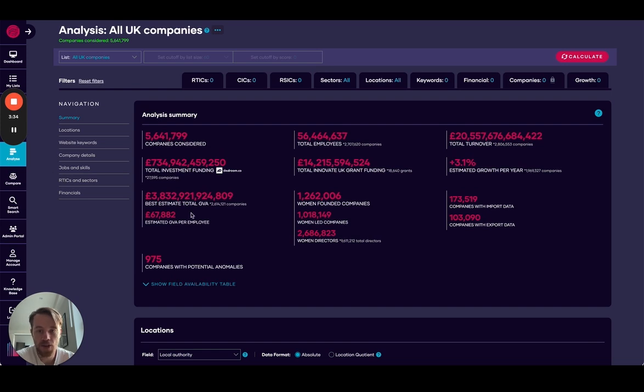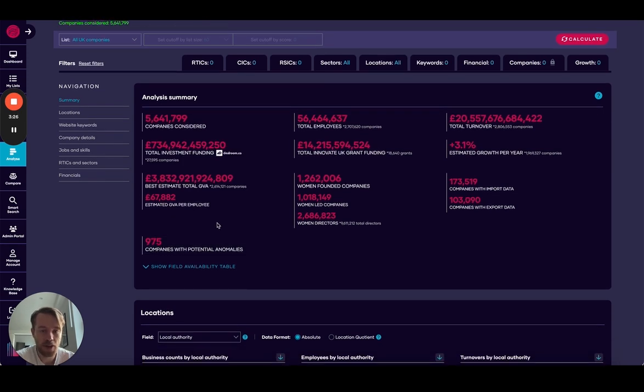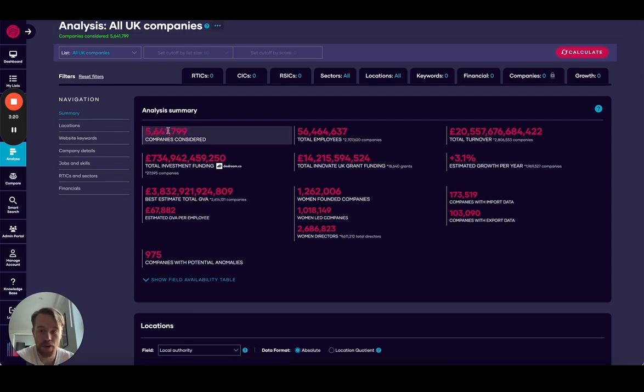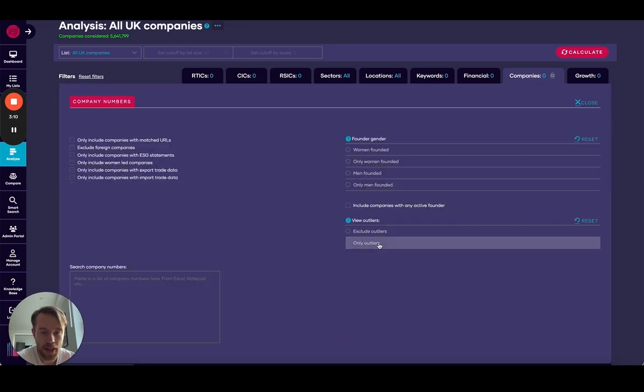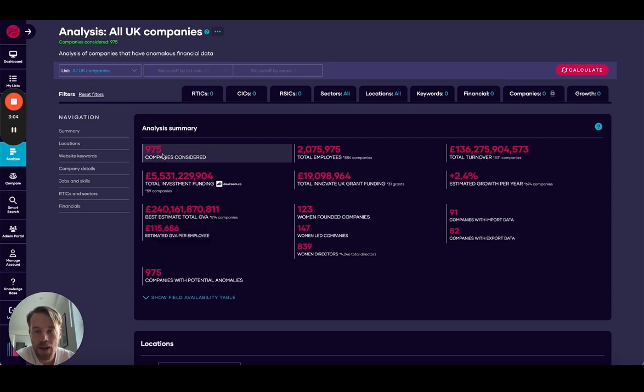So if you're on Analyze, you'll see it here in the first instance. In the Analyze summary box, you get a quick summary of, does your list contain any anomalies? In this case, I'm looking at the full 5.6 million companies registered at Companies House, and there's about 1,000 companies that have anomalies. If I go to the filters, I can inspect these anomalies. If I click only outliers, update, now I can see the employment, the turnover that's just attributed to these companies where we found anomalies.